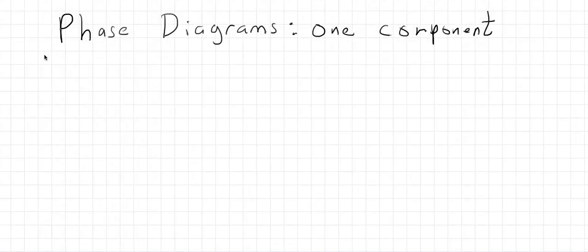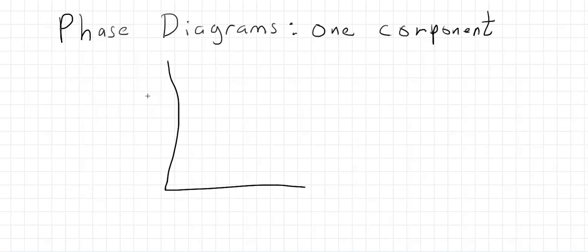So over the next two chapters, we're going to talk quite a bit about phase diagrams, and right now we're just going to talk about one component phase diagrams. So we'll start with a really simple one. You've seen this one before. A phase diagram just tells you what phases are present under a particular set of conditions. So we could have those conditions be pressure and temperature.